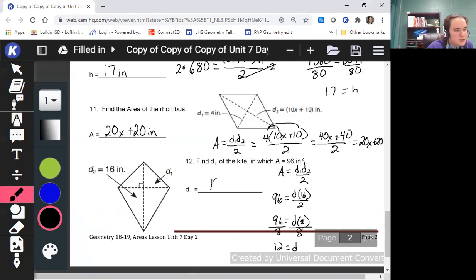So 12 inches. I do highly recommend that you make sure that you are writing down your formula first. And if you need to, label what you know, label your diagonals, label your bases, label your height, and then plug in that information into your formula.